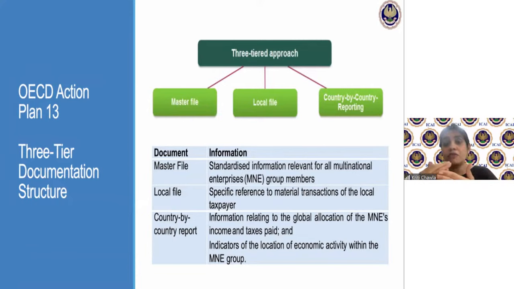Now you have to file this particular document, or the company has to file this particular document, CBCR, in the parent jurisdiction, that means in India. Now, what does it contain? Well, this particular document is going to say what are the countries where you have operations.